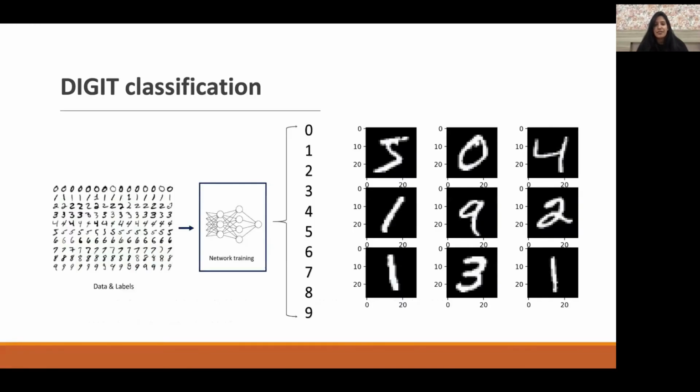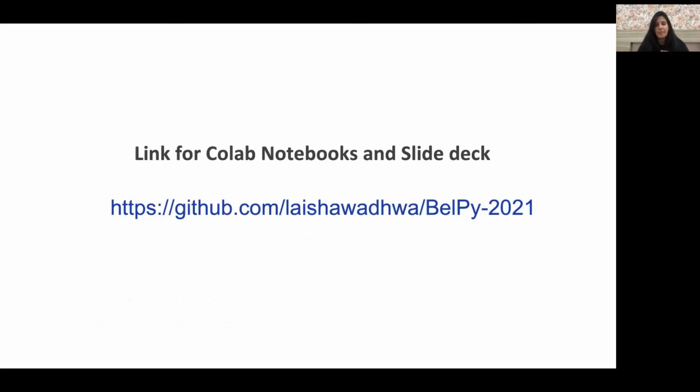So let's start with the first problem of digit classification. It's based on the MNIST data set. So given each of the digits, the model needs to classify it between 0 to 9. Now, all the Colab notebooks related to the experiments talked about in this talk are linked in the repository. You can go and execute them in the Colab notebook. The slide deck is also present over there.